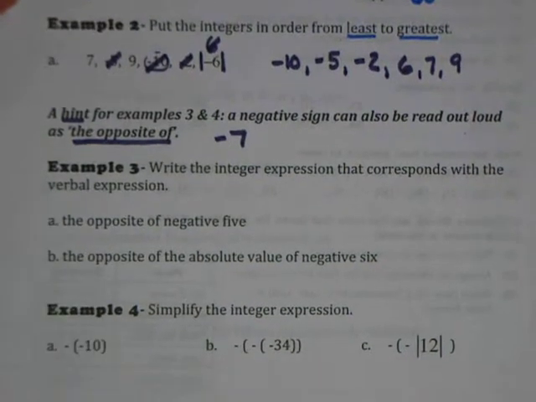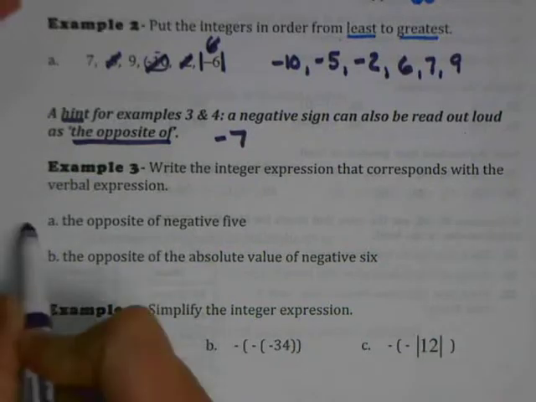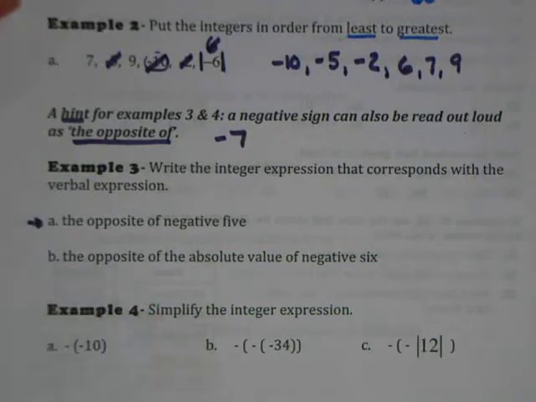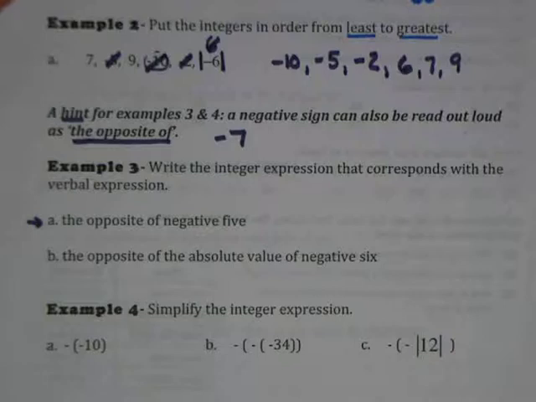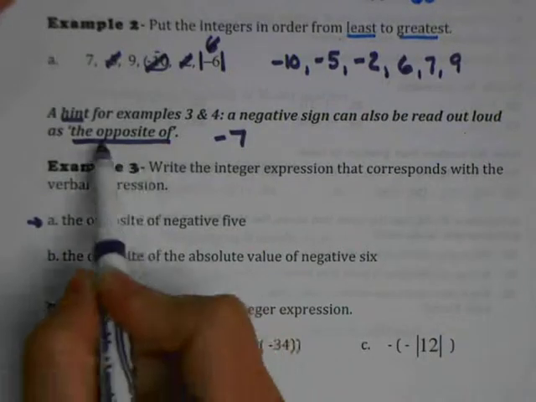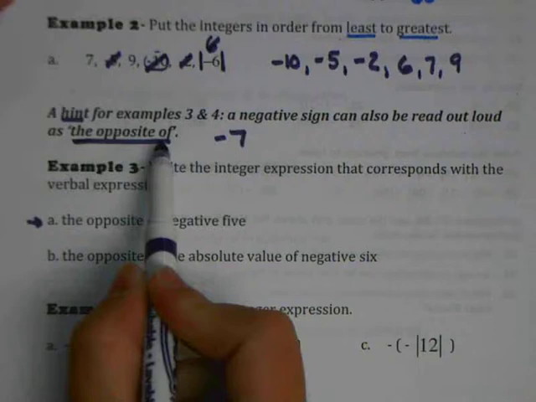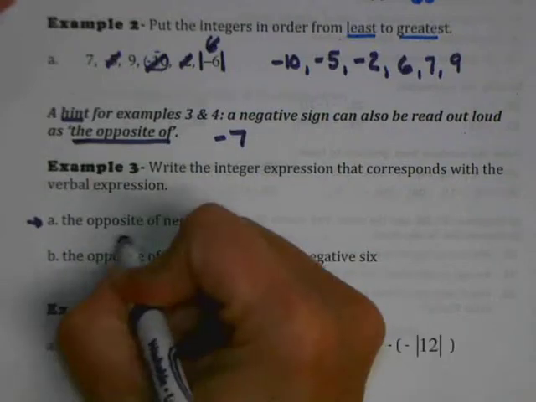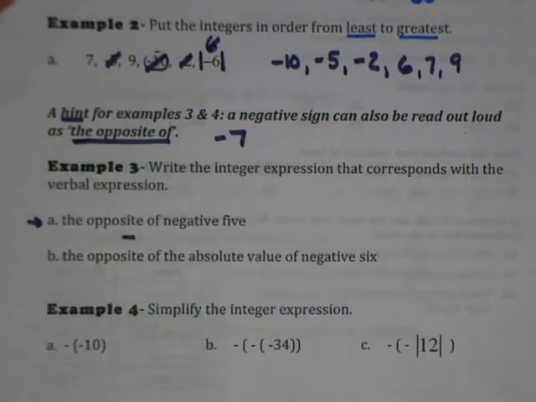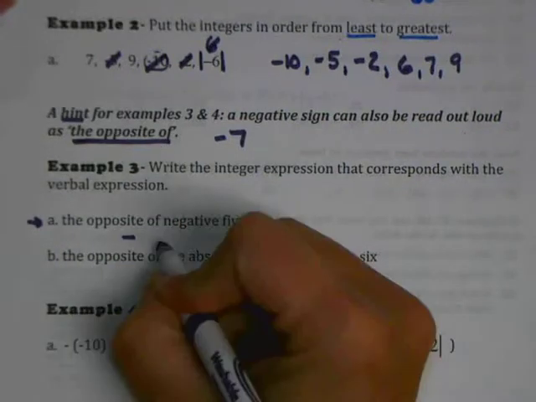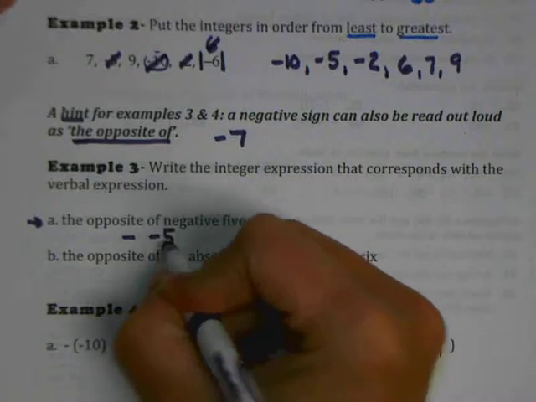So we're going to do example 3: write the integer expression that corresponds with this verbal expression here, the one in words. So we want to write out the opposite of -5. I don't want to know what the actual answer is, I just want to be able to write that so people can read it out loud. The opposite of, what was the opposite of? We could say a negative sign, right? The opposite of -5. Well, -5 we could write out like this.